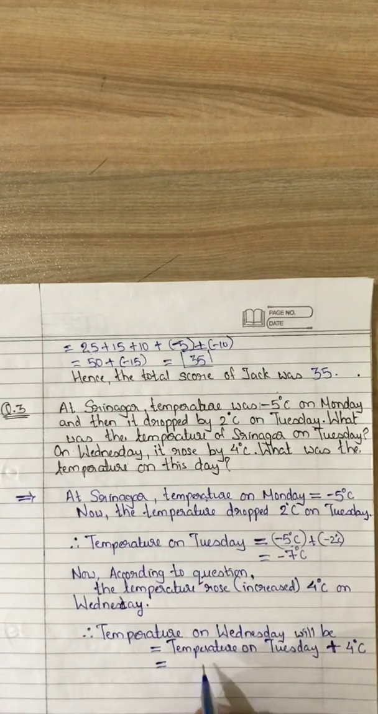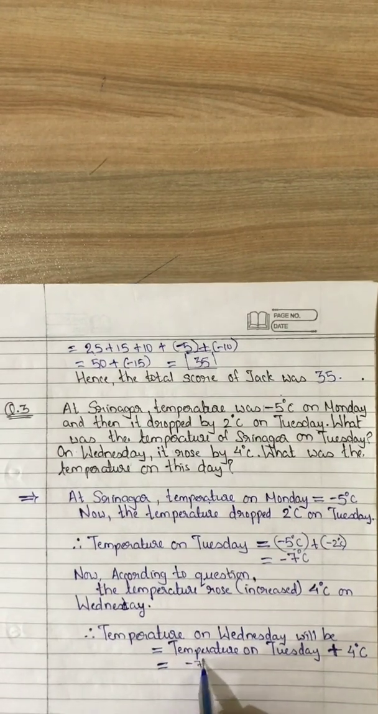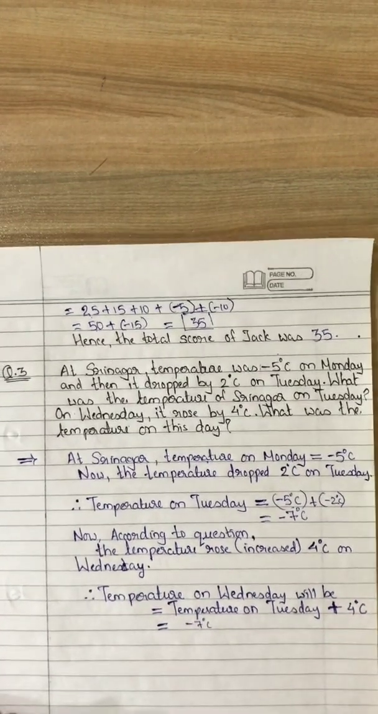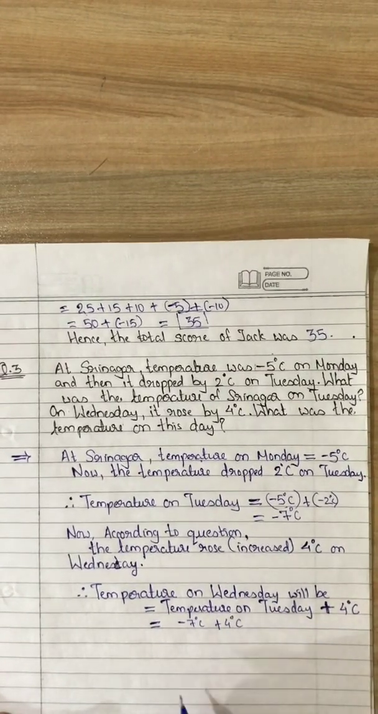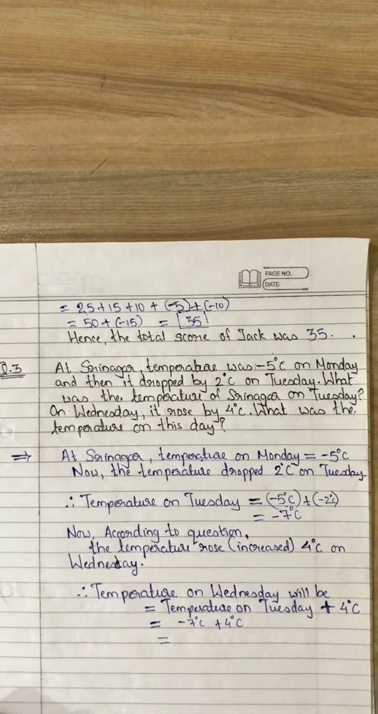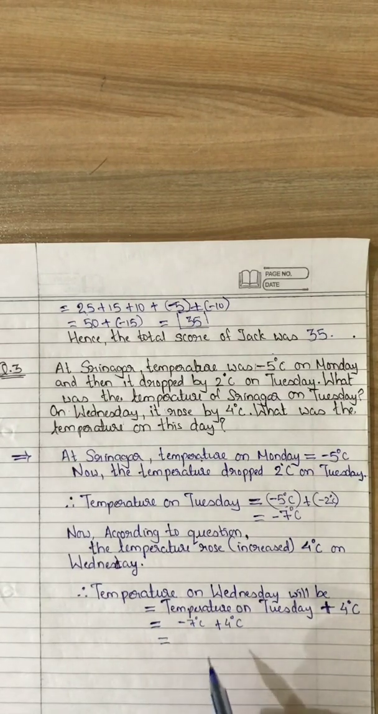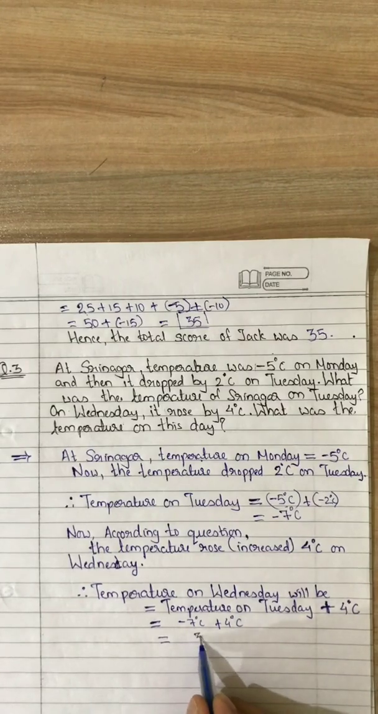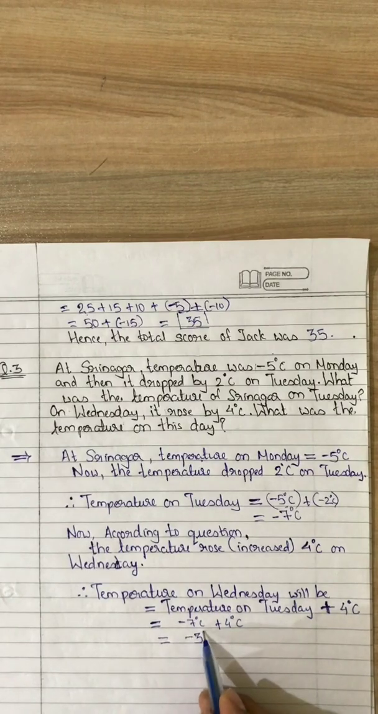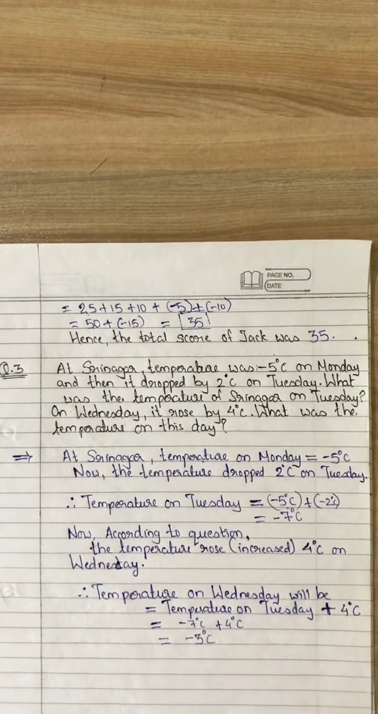What was the temperature on Tuesday? It is -7 degrees Celsius plus 4 degrees Celsius. So what will be the answer? Now we are adding two integers with unlike signs. So what do we do? We subtract 7 minus 4, which is 3, and we give the sign of the larger integer, that is minus. So our answer is the temperature on Wednesday will be -3 degrees Celsius.